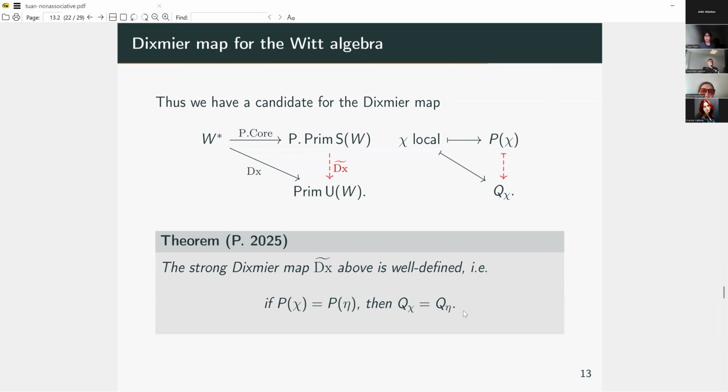Excuse me, is this d of x surjective? Or do we know? No, we don't know that yet. I'm going to say something about surjectivity later. But this is a really good question. We don't know whether this is surjective. This is what we really hope to understand. But right now it's not surjective. We just know that it lands in the primitive spectrum space.